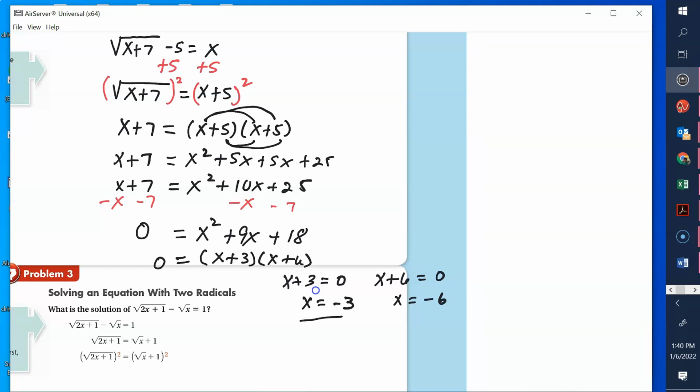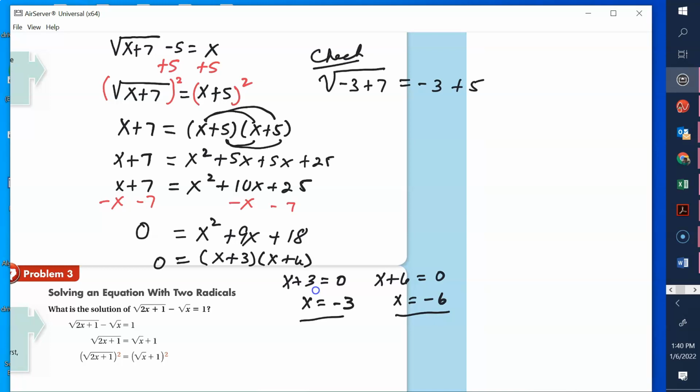We might have extraneous answers. How do we check if we have extraneous answers? Substitute. So let's check x equal negative 3. Use your calculator. Square root of negative 3 plus 7. Is that equal to negative 3 plus 5? Check.